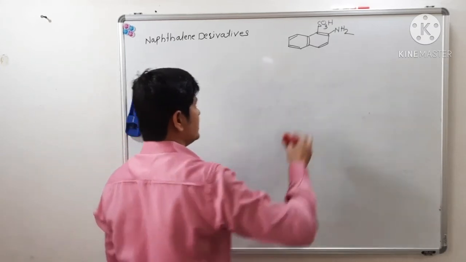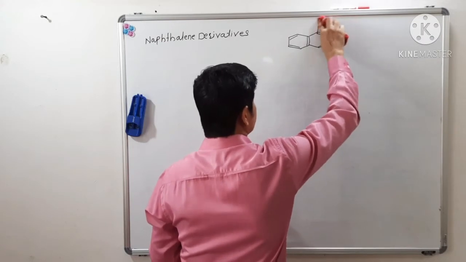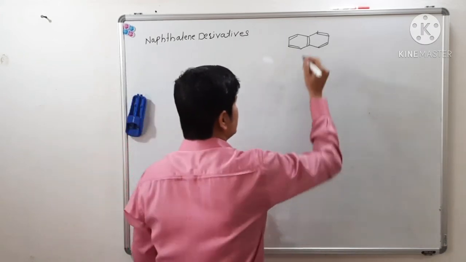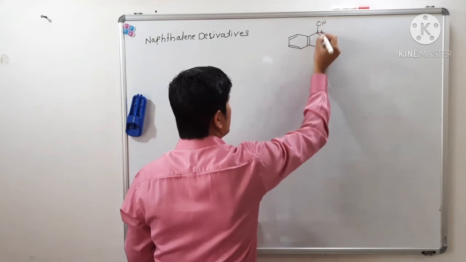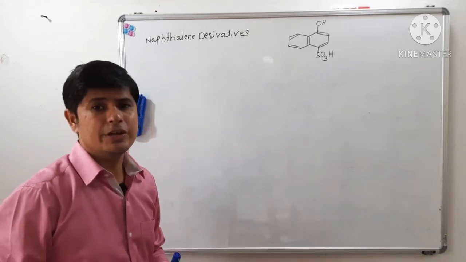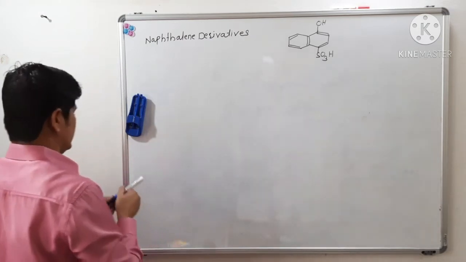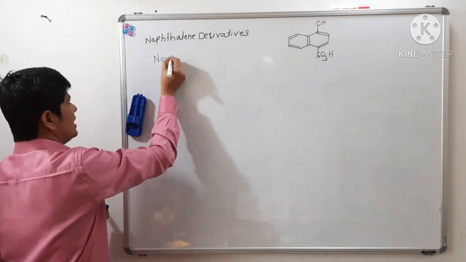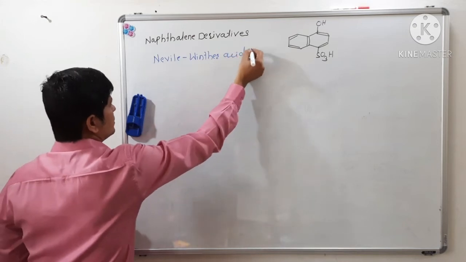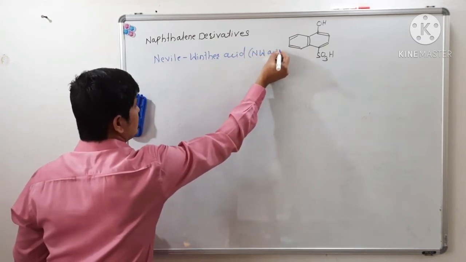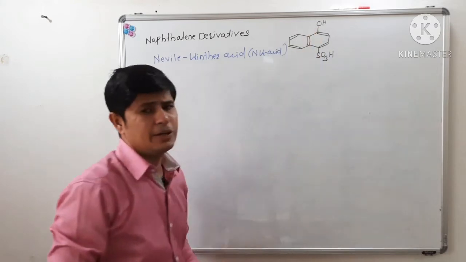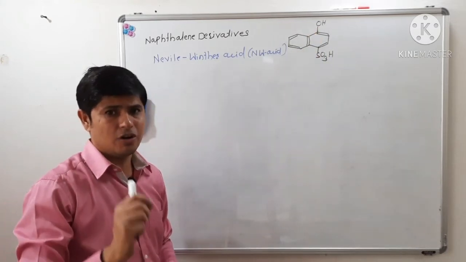What is the structure of Nevile Winther acid? That I will write here. Nevile Winther acid, also called NW acid, is a hydroxyl derivative of naphthionic acid.